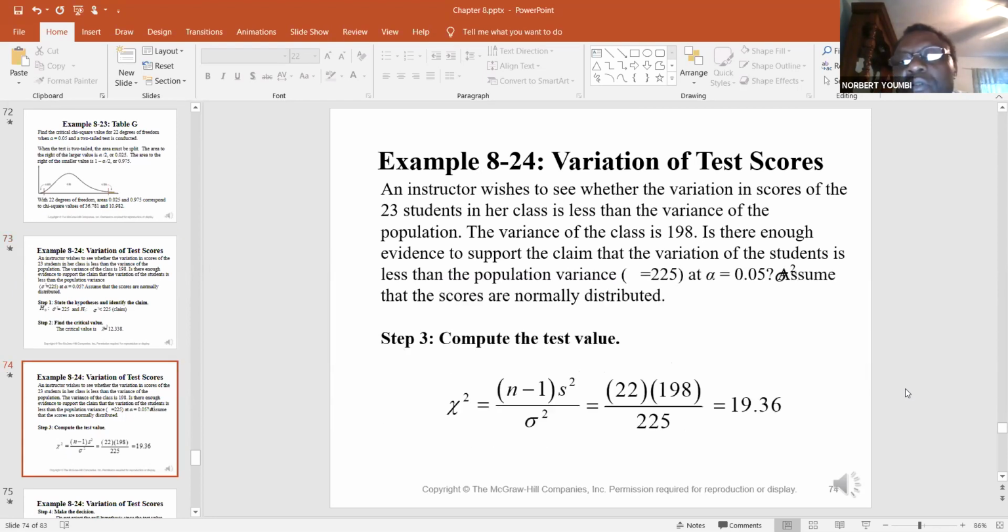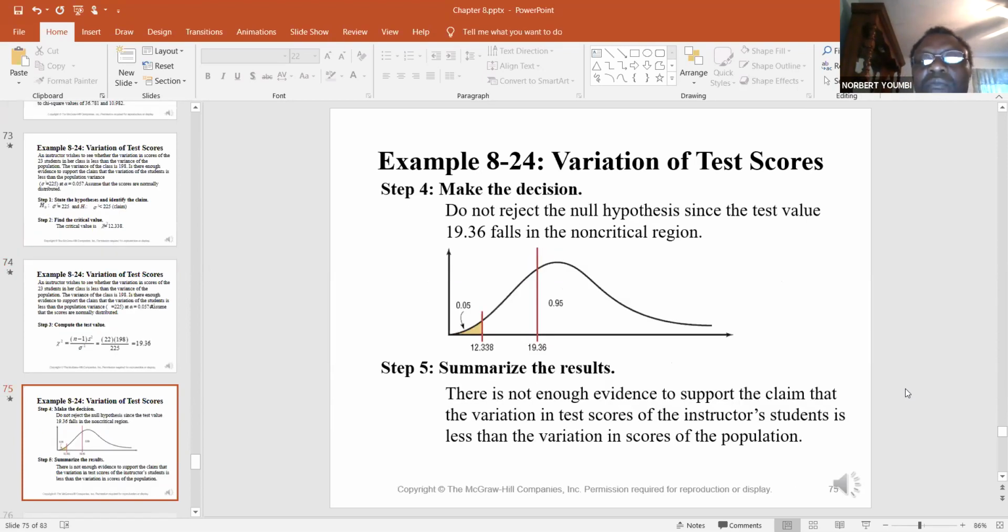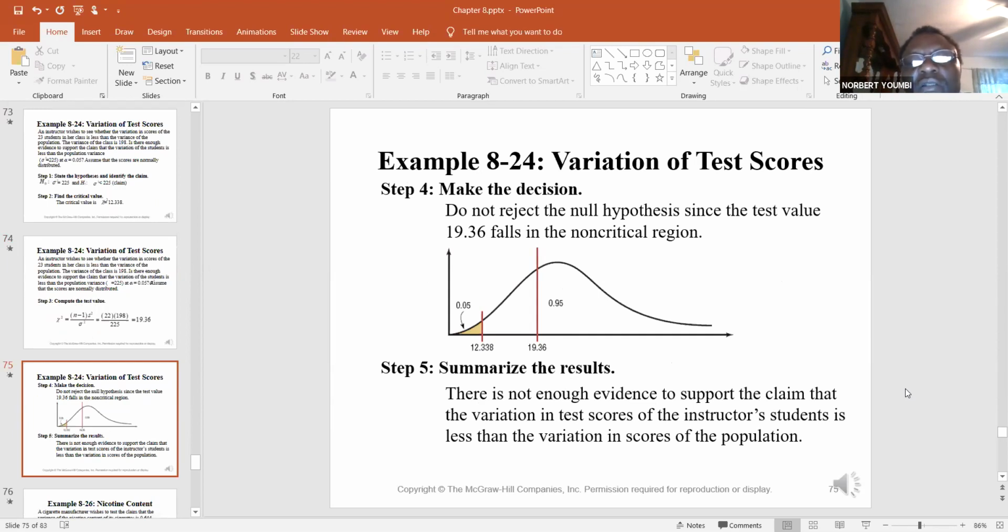Now to compute the test value, we do n minus 1 times s squared over sigma squared, and we get 19.36. So it is not in the critical region. So we do not reject the null hypothesis. There is not enough evidence to support the claim that the variation in test score of the instructor's students is less than the variation in score of the population.